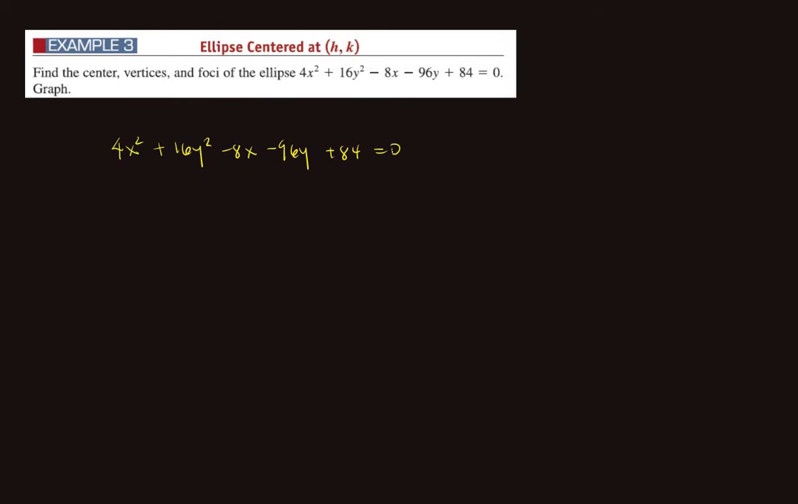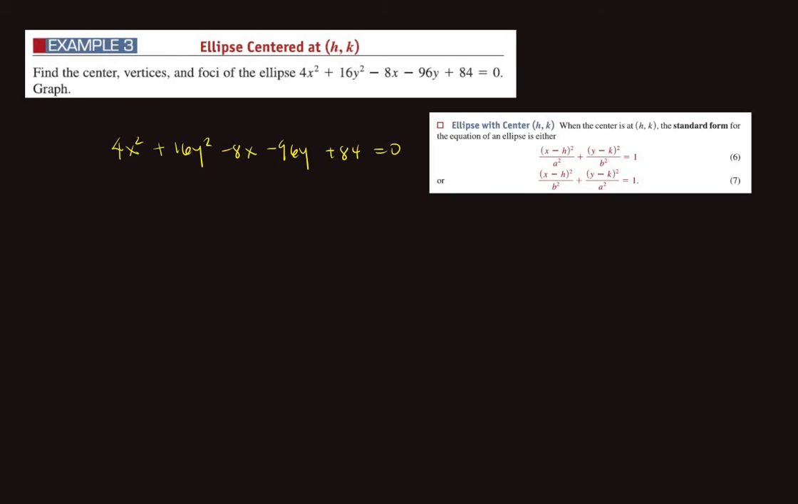This does not look like an equation of an ellipse, but the first thing you have to do is turn this into the equation of an ellipse, and I'm going to show you in a second how this equation should look. The equation looks like one of these two: an ellipse centered at the center (h, k), in the standard form, either along the x-axis or along the y-axis. So how do we turn this equation into one of these two?